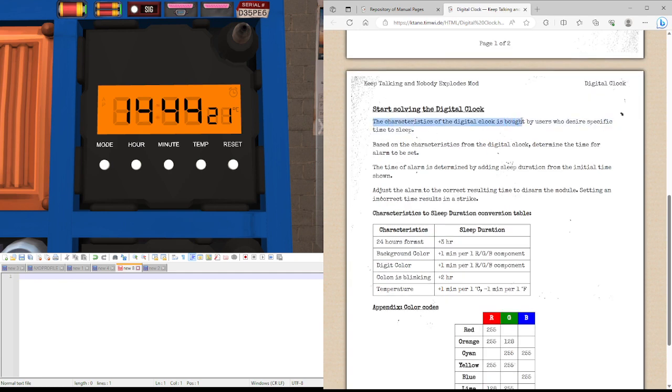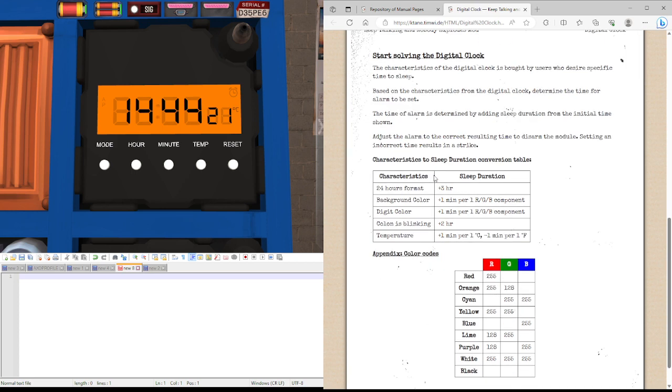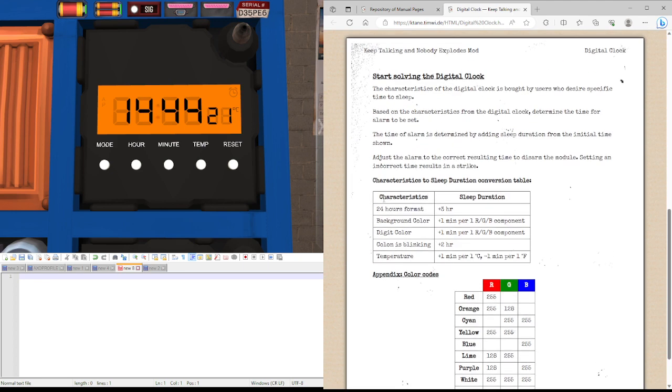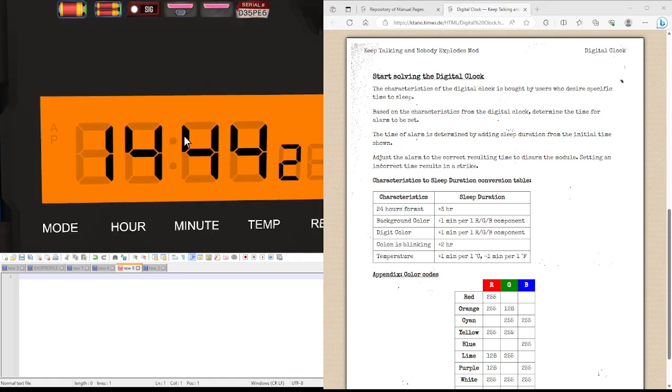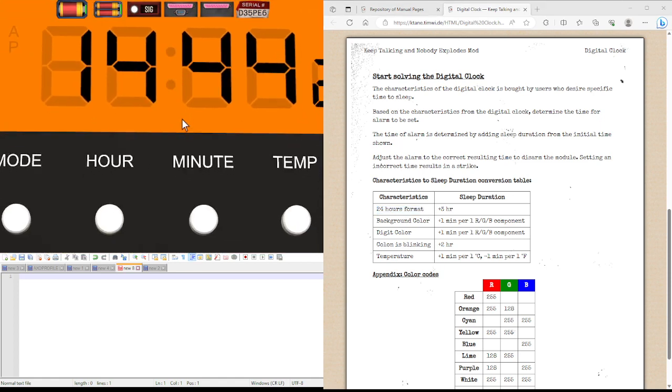The characteristics of the digital clock determine the time for the alarm to be set. So let's look here. Is it in the 24-hour format? It is, because we can see 1444.